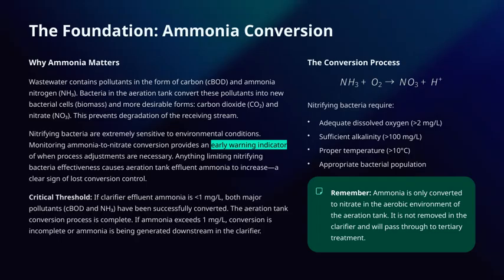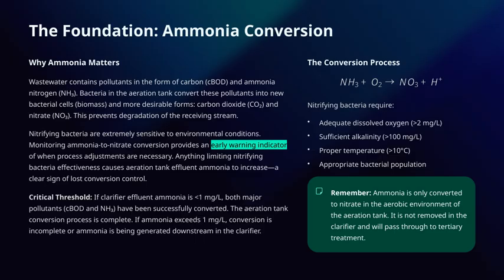Let's take a closer look at the foundation of the process: ammonia conversion. Why does ammonia matter in wastewater treatment? Well, wastewater contains pollutants like carbon in the form of CBOD and ammonia nitrogen, or NH3. The bacteria in the aeration tank play a crucial role here. They convert these pollutants into new bacterial cells, which is biomass, and into more desirable substances like carbon dioxide and nitrate. This conversion is vital because it helps prevent the degradation of the receiving stream, protecting our environment.